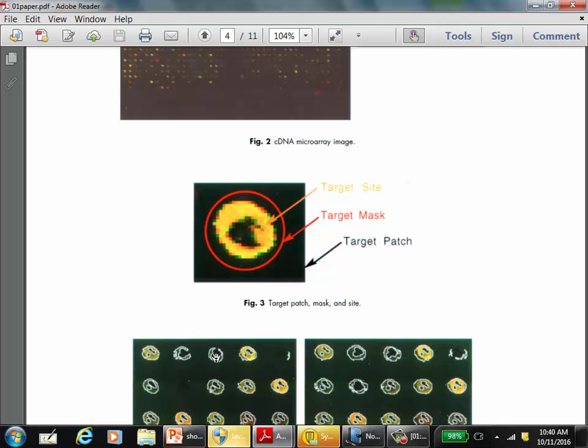So this target patch, right, target mask, so in this region you will pick up some spots that will give you the background, right? And I now want to pick out points in here where the mean is going to be significantly different from the mean here. Okay, that's what we want to do.